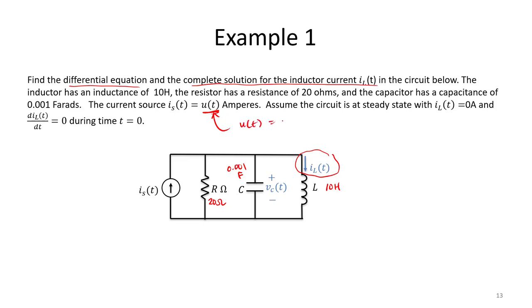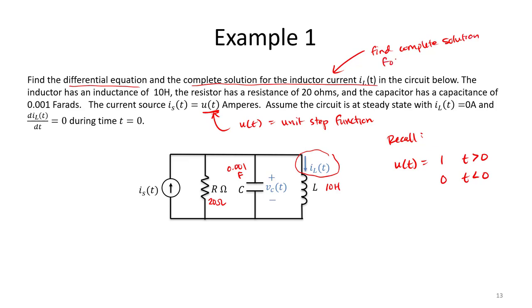Remember, U of t is the unit step function. So recall from our previous video, U of t is equal to 1 for time t greater than 0, and equal to 0 for time t less than 0. Here we want to find our complete solution for time t greater than 0. Generally, in an exam or homework question, this should be very clearly stated. Since we have U of t amperes, we can assume that this is a 1 ampere current source for time t greater than 0.